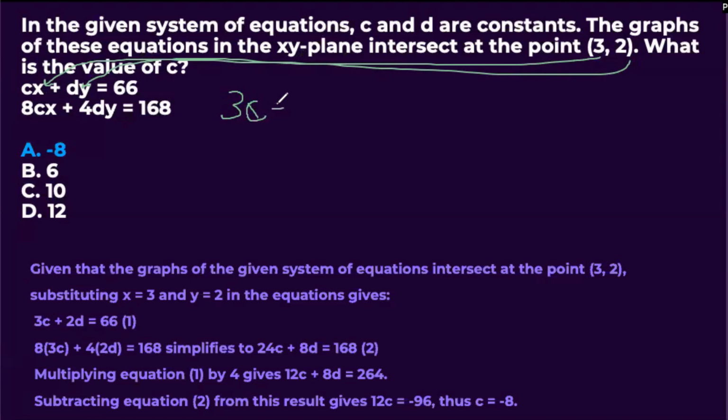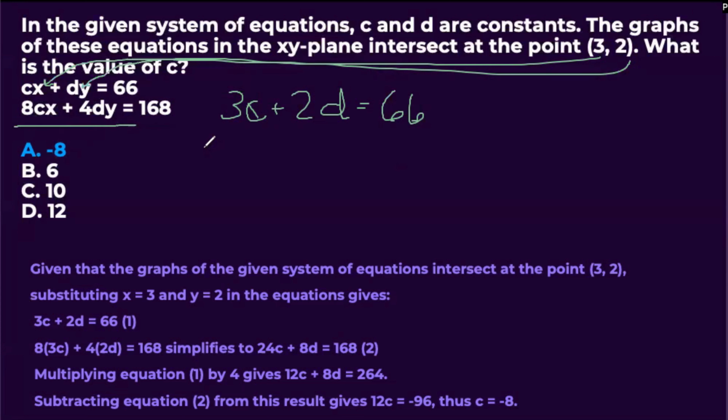So essentially you'll have 3c plus 2d equals 66. And all we did is replace both x and y. Now, if you notice, we switched the x and the c and the y and the d. That's okay. Typically, you have the number in front of the variable, so we wanted to keep it that way. And then you have the second equation, which is here.